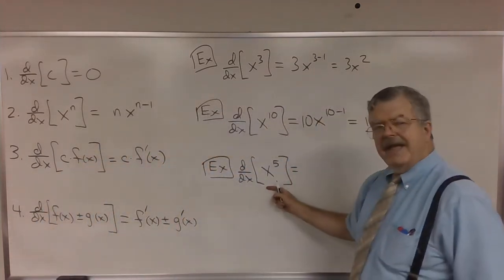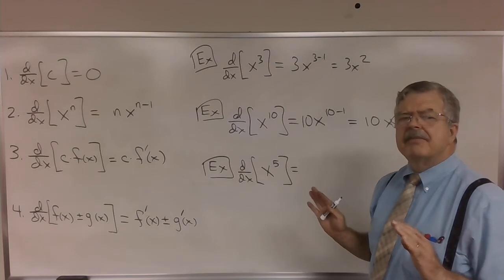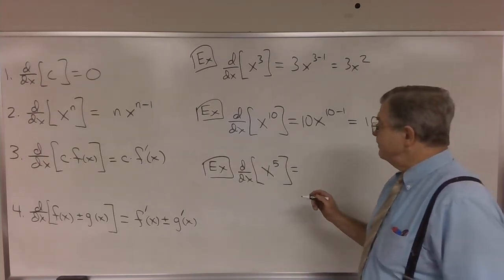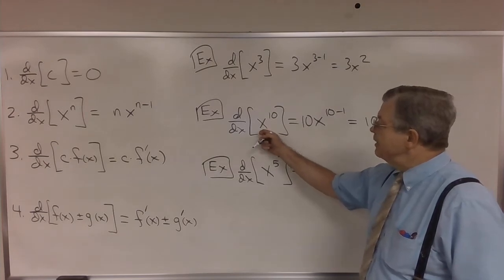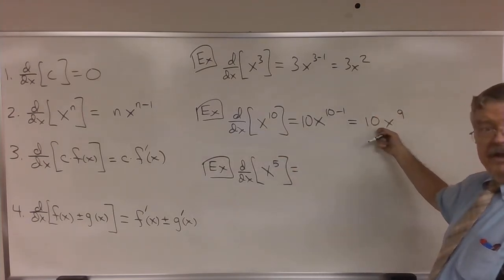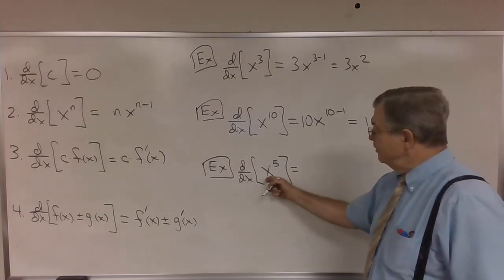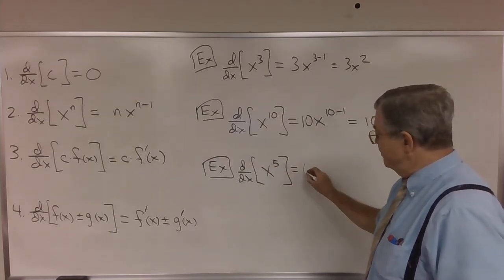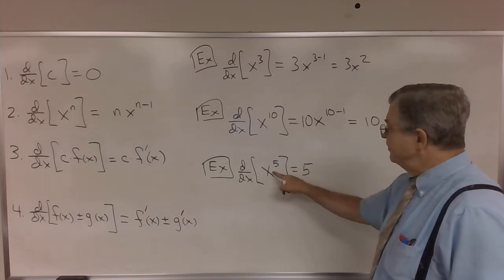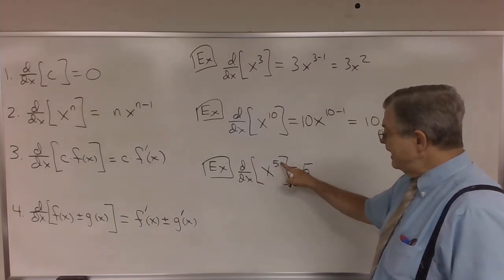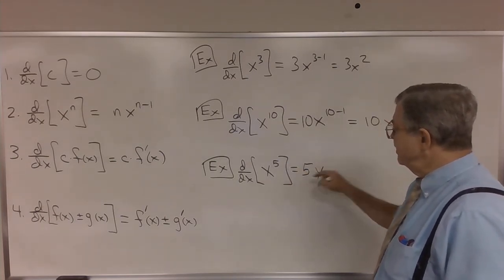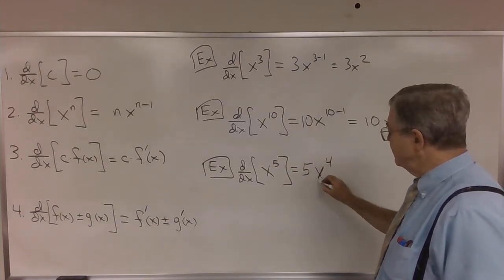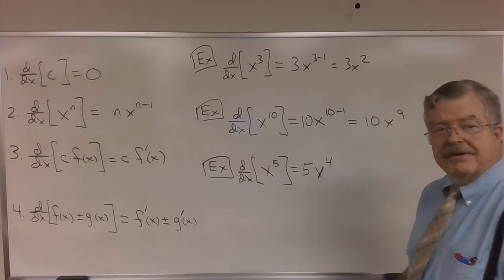Now that we got the hang of this, I think we can apply the power rule in one step. Let's see. We can go essentially from here to here. So first step, bring the exponent down front as a multiplier. Second step, subtract 1 from the exponent. 5 minus 1 is 4. Okay. There's our derivative.